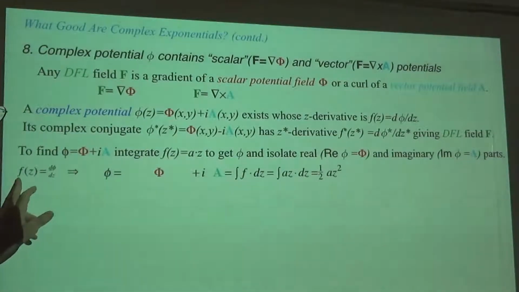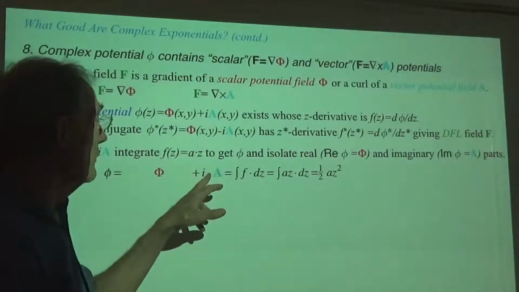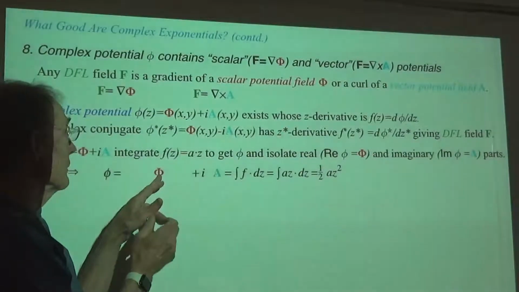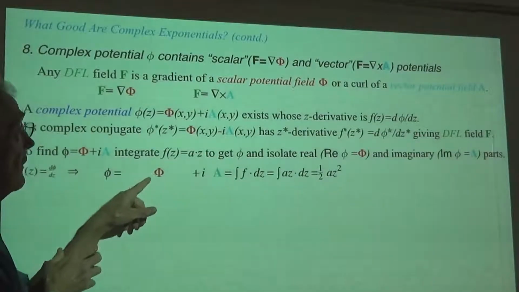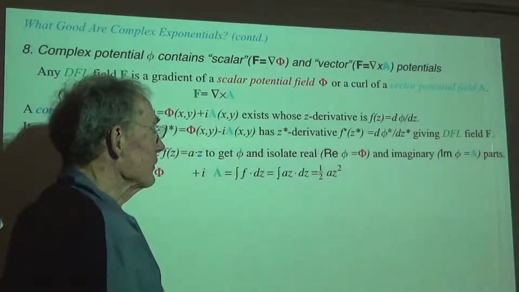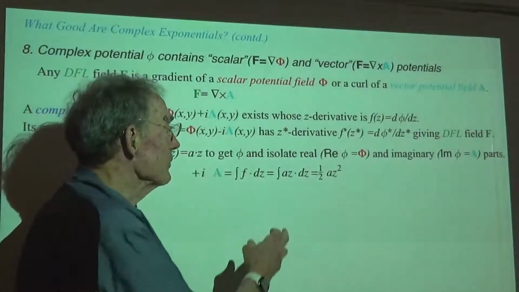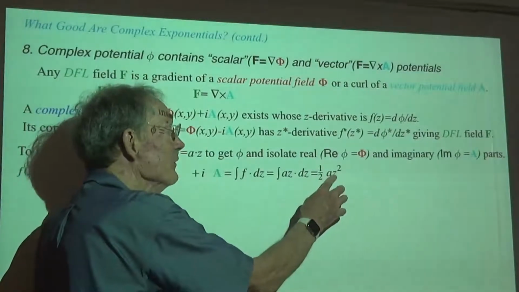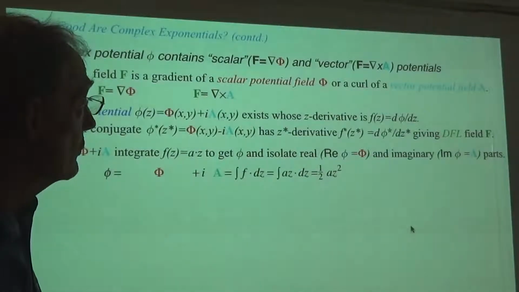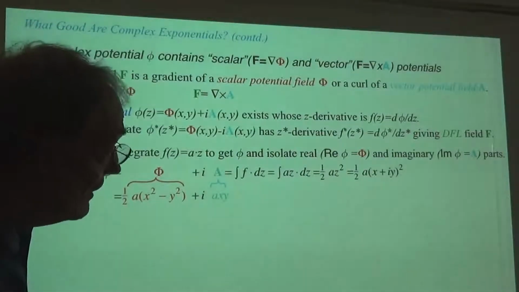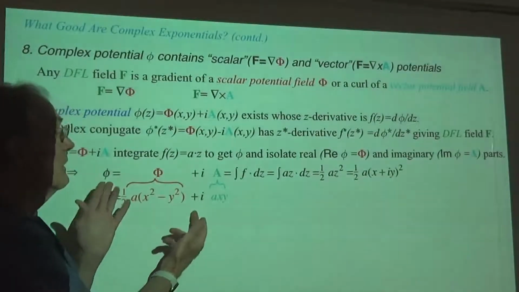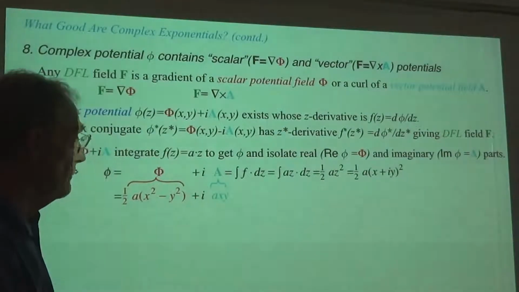So, first of all, here's our first thing. We want to get a potential whose derivative gives this field. That means we have to integrate this complex f with respect to z. And what I get then is the integral of az dz, that's 1/2 az squared. Just ordinary calculus, no fancy stuff. Here we just treat it as though it was a real variable. (x plus iy) squared is what it is, and I expand that. The real part is the scalar potential, and the vector potential is the imaginary part.